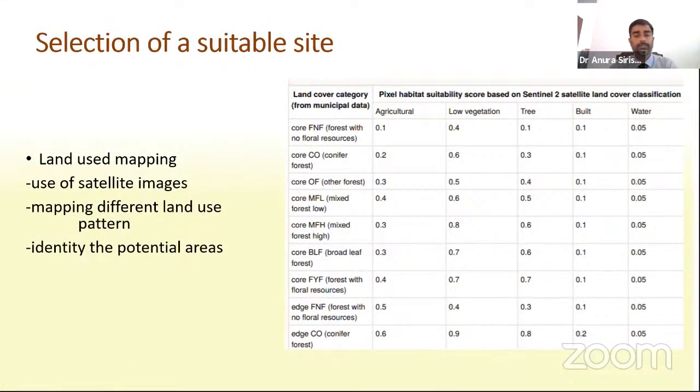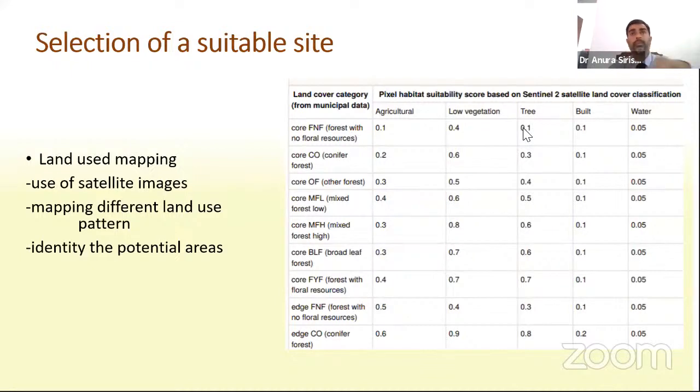So we have to think about what kind of area we have. Maybe we can use satellite images and map the different land use patterns. What sort of land use is there? There may be some agricultural fields, some low vegetation, trees and buildings, waters and so on. So we have to map them, and then we have to identify.